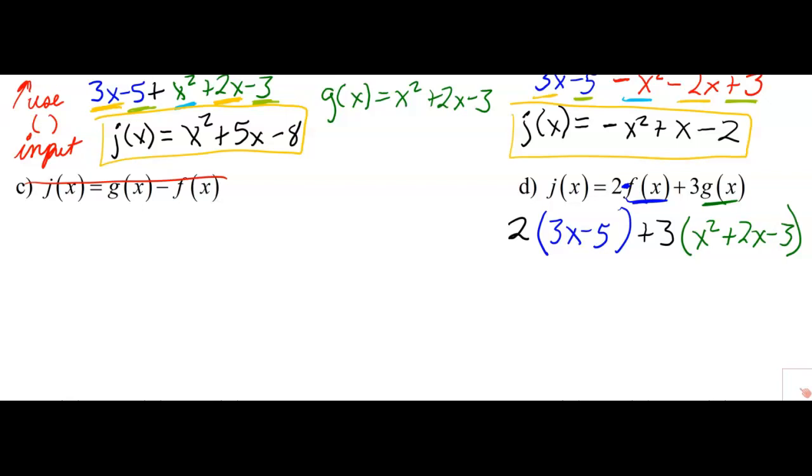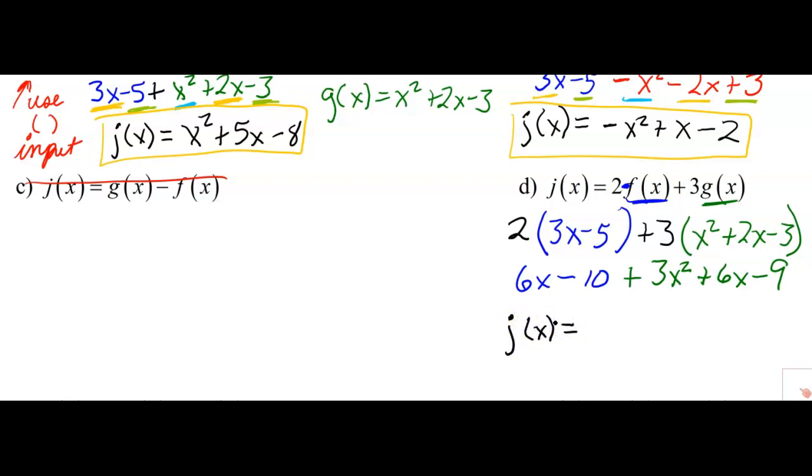So, distributing the 2, I'm going to get 6x minus 10, 2 times the quantity 3x minus 5. Next, 3 times the quantity x squared plus 2x minus 3 will give me plus 3x squared plus 6x minus 9. Now, since I've taken care of all my parentheses, I can combine my like terms.